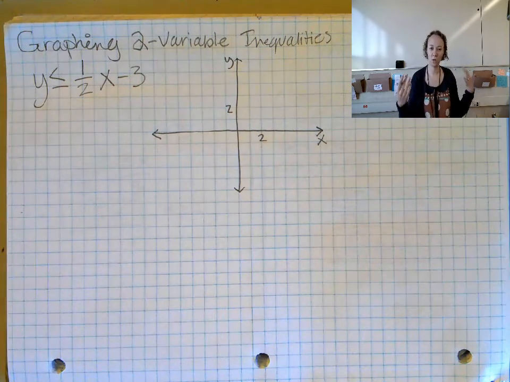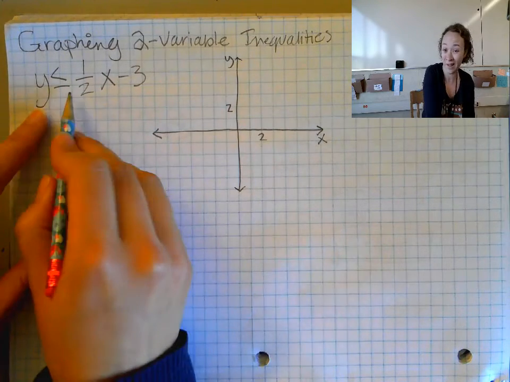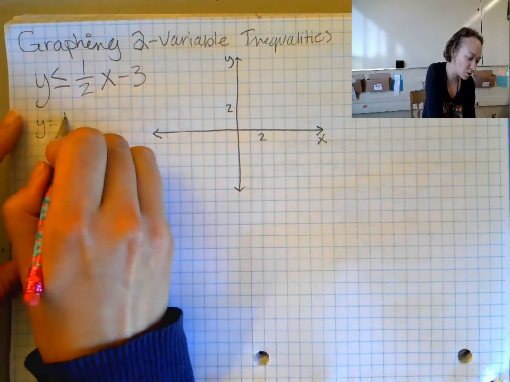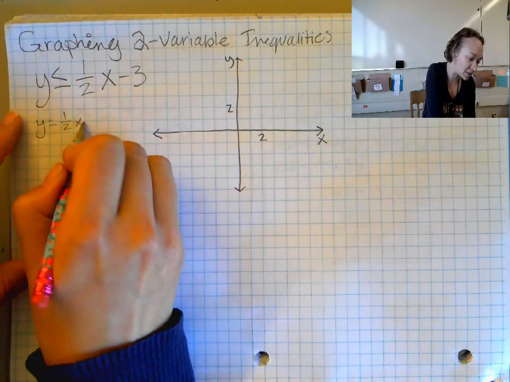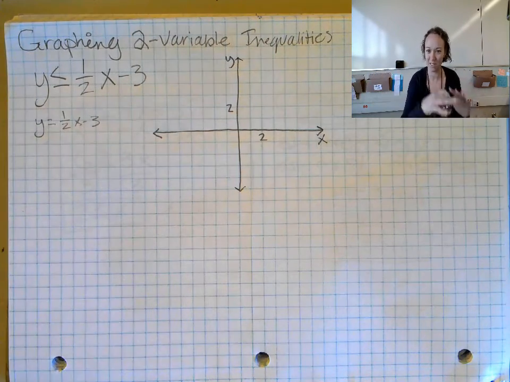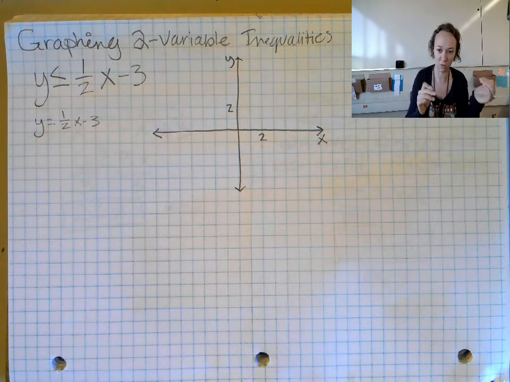And now I want to start by figuring out, if this were a line instead of an inequality, so for example y equals 1/2 x minus 3, then where would that line be? This is like the boundary line that separates the solution region from the non-solution region.